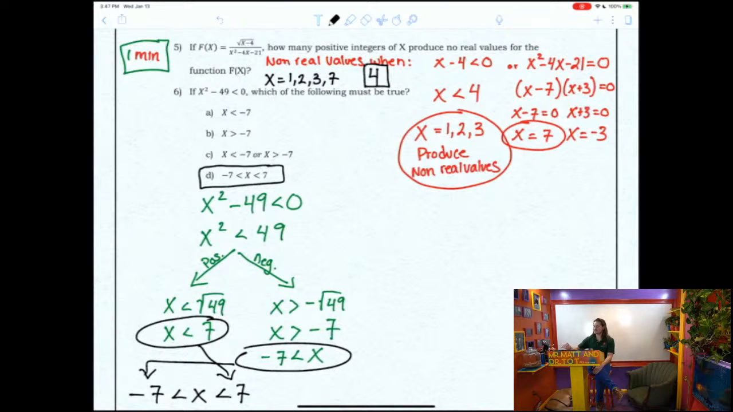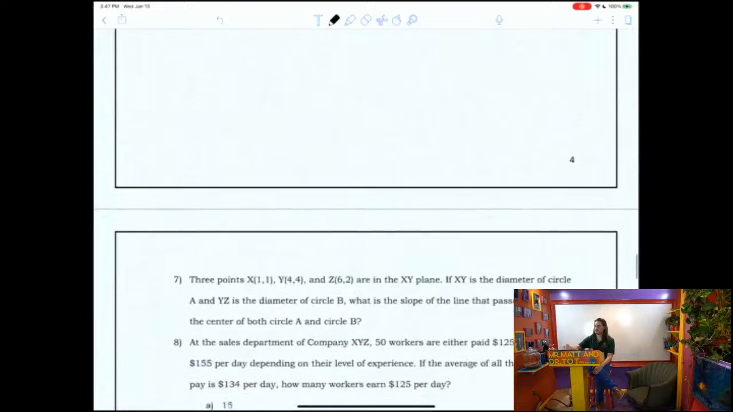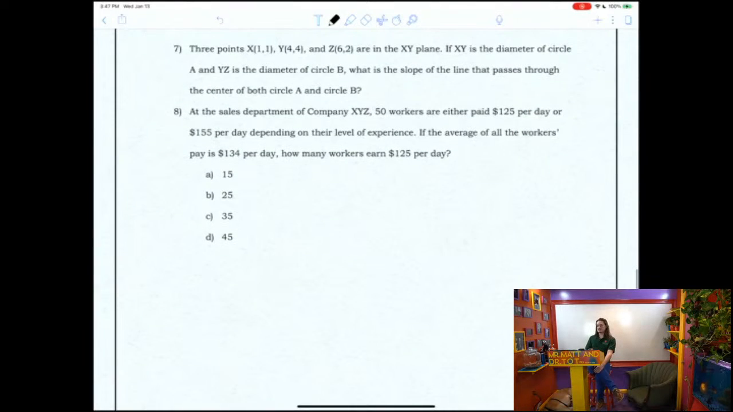If you have any questions, then please let me know. Otherwise, let's go on to 2 different problems. Totally different. So question number 7.